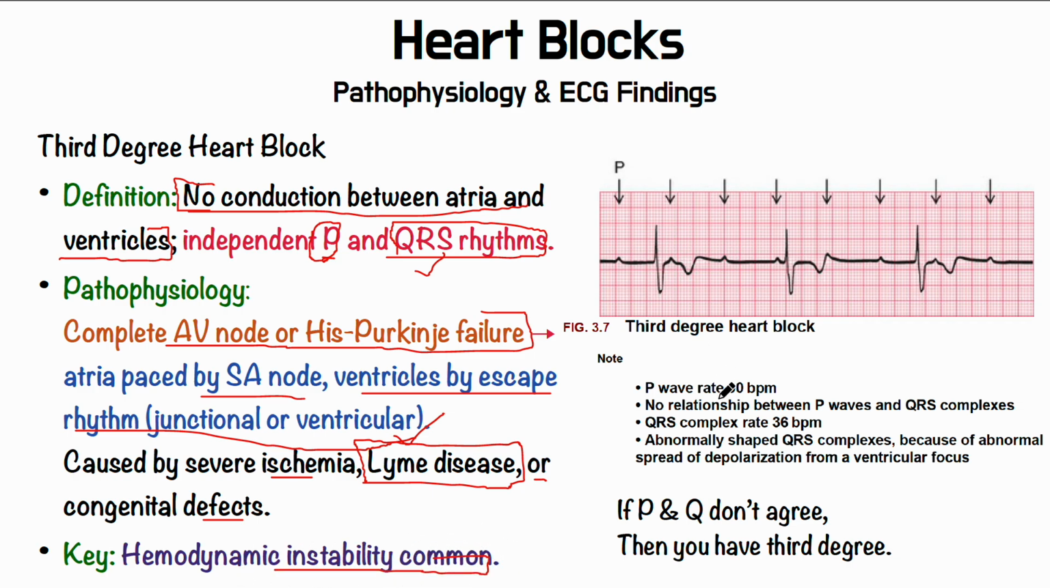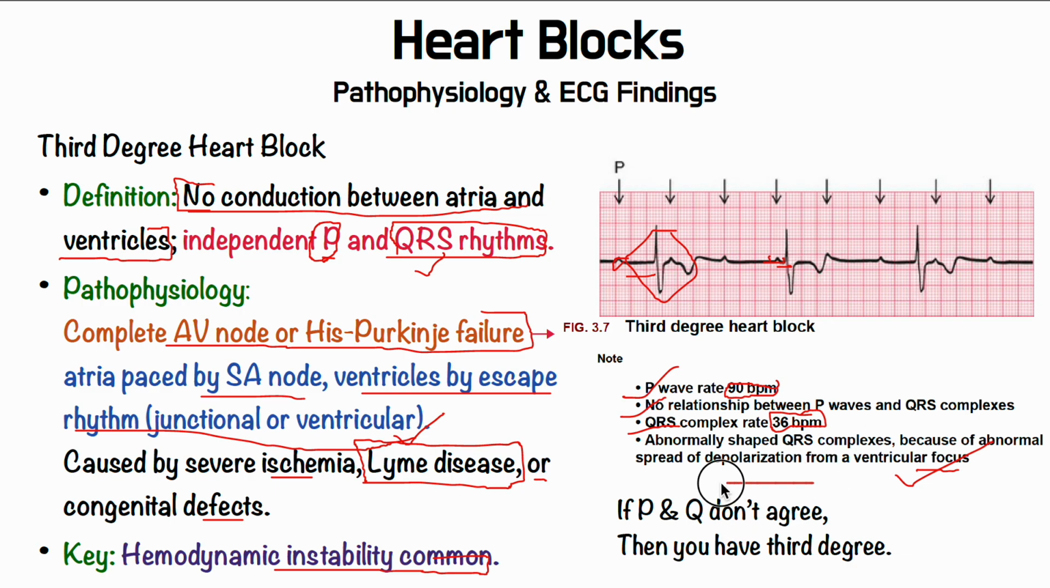On the ECG, the P wave rate is 90 beats per minute. There is no relationship between P waves and QRS complexes. They can happen randomly here, like this. There is no P wave here. A small P wave, a large P wave, a prolonged PR interval, no PR interval at all, right? That is how it is very haphazard. And the QRS complex rate is 36 beats per minute. You can see the P wave rate is 90 beats per minute and the QRS complex rate is 36 beats per minute. No synchrony, right? The QRS complexes are abnormally shaped because of abnormal depolarization from the ventricular focus, obviously.